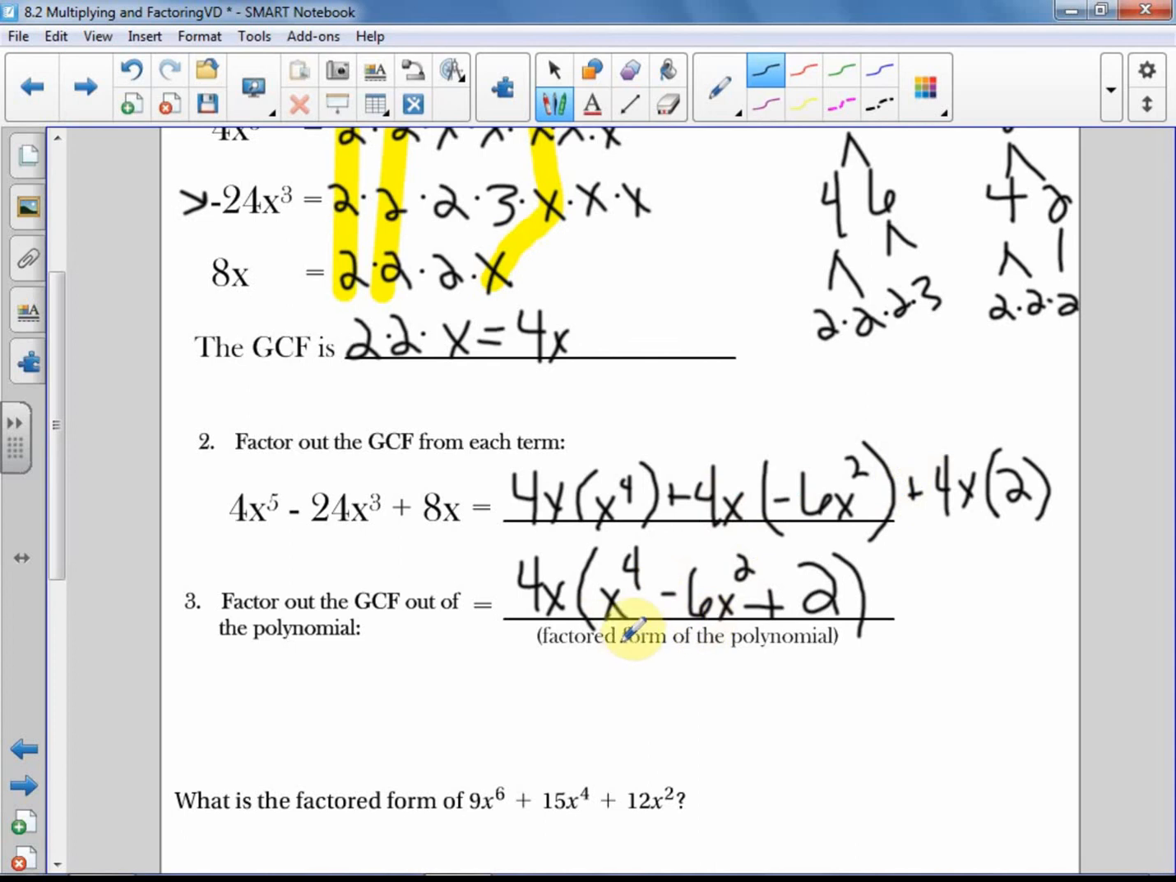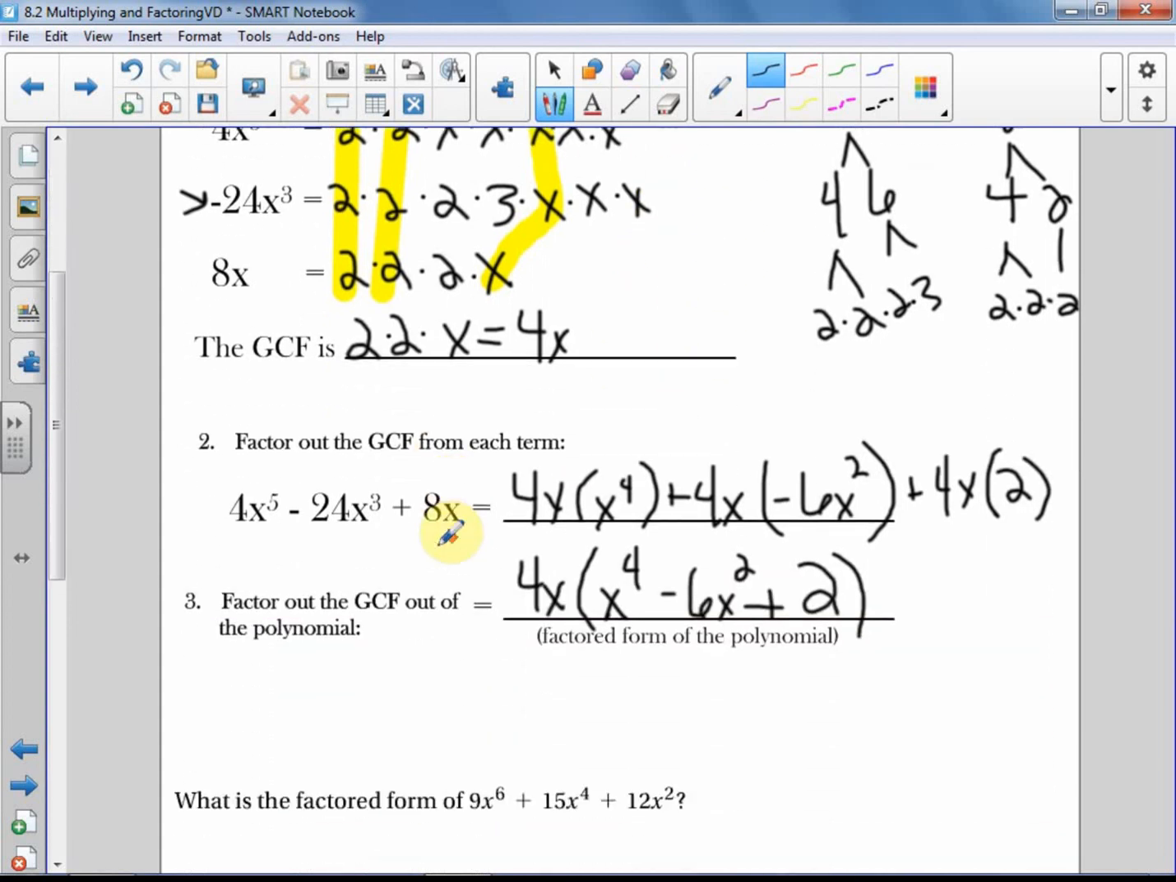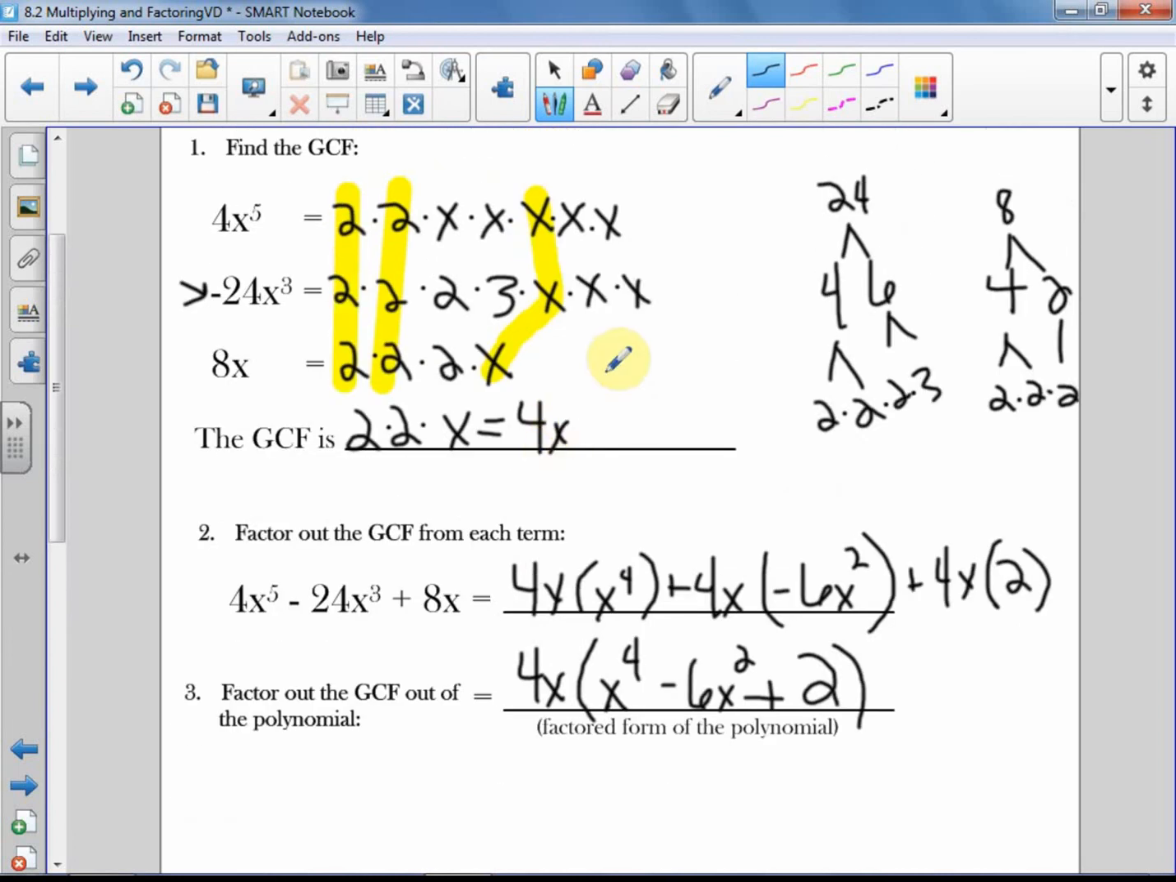It's a lot easier to manipulate when we have a simple factored form of a polynomial compared to what we started with. It is a very long process, but it's absolutely doable. You have the knowledge and understanding to be able to perform these. So, in sum, you're going to find the GCF. Once you have found that GCF, you will factor it out of each and every term. So you take out a 4x. What times 4x will multiply together to give you 4x to the fifth, x to the fourth.